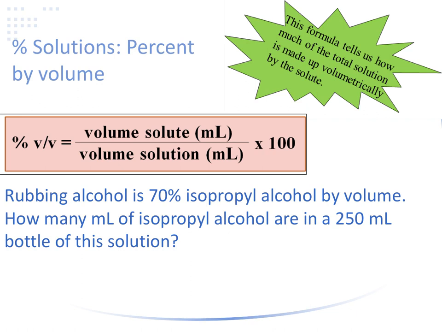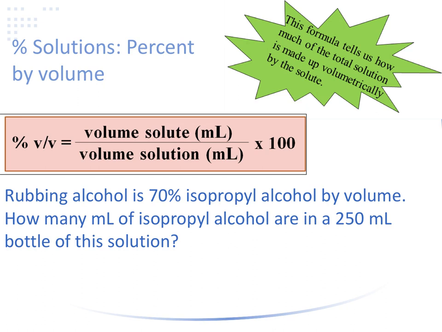But see if you guys can do this one without me. So rubbing alcohol, 70% isopropyl alcohol by volume. That's what you buy at the store. How many milliliters of isopropyl are in a 250 milliliter bottle of the solution? Hit pause, go ahead and give it a shot, and then come back.